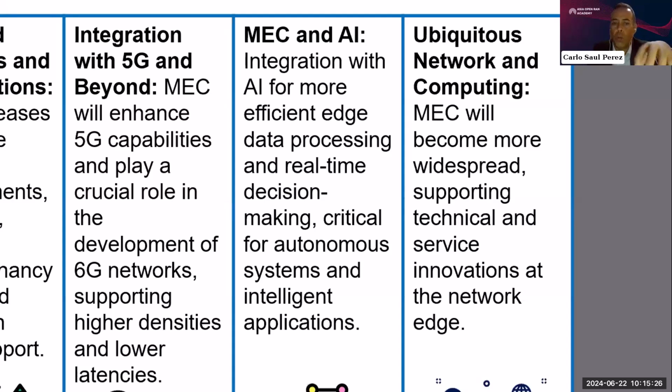Also, ubiquitous network and computing. With all of this capacity of processing that we have, we get the possibility to process information everywhere. So this MEC is also possibly going to the end user, to have this MEC processing at the user device without having to go to the core. So as you can see here, this is what we expect about the future of the MEC in the following years.